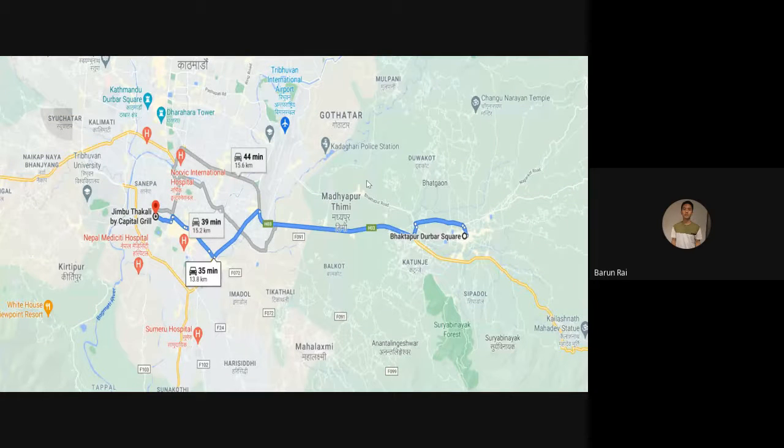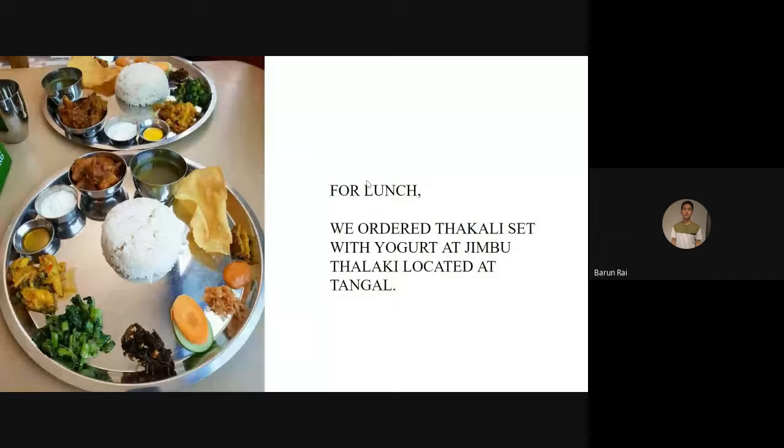Good afternoon to everyone. This is me, Barun Rai, and I'm going to share the experience that we had in Nepal. Having a delicious breakfast in Bhaktapur Durbar Square, we planned to move to Jimbu Thakali, and it was not so far. As per research, this restaurant is quite famous, and it has a unique flavor, aroma, and gratifying taste of the Himalayas. The restaurant is also built under one roof, so we liked it more and decided to go there.